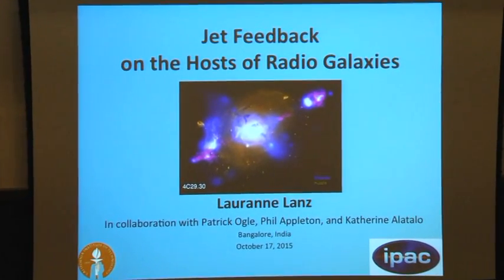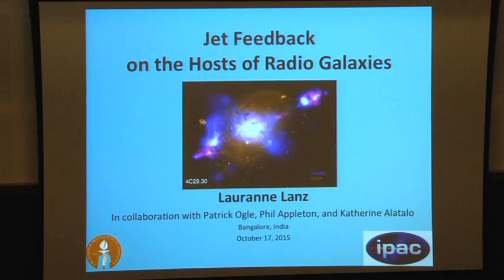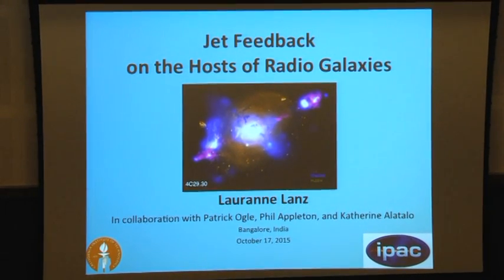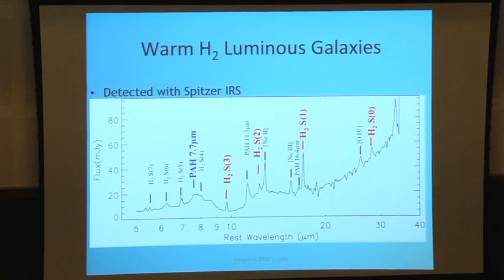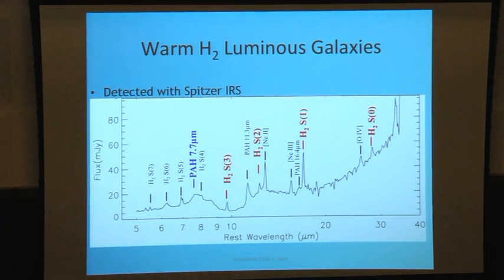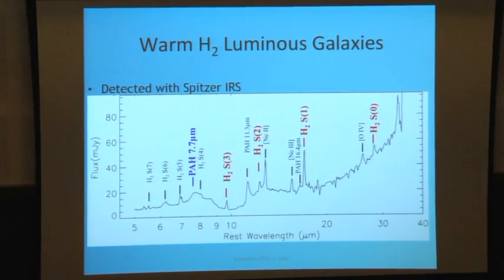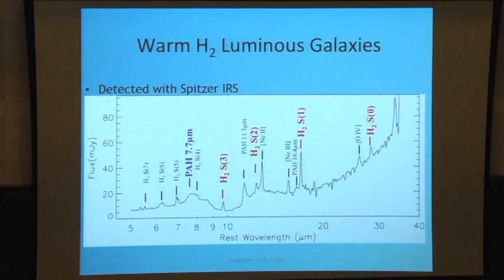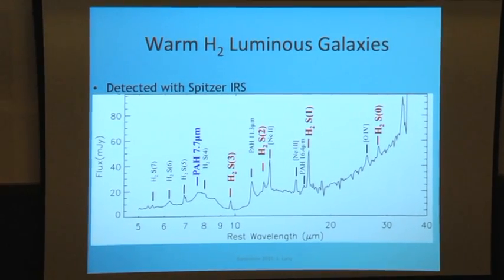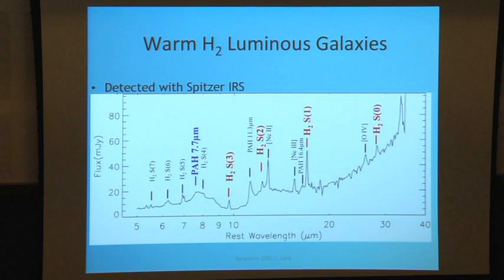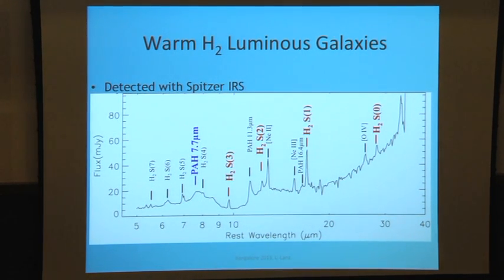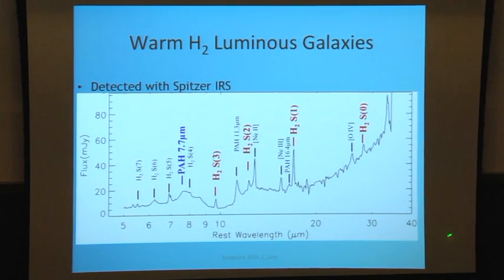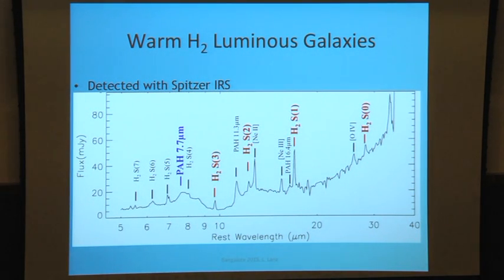The way that we know it is based on the Spitzer IRS spectra of these galaxies, and the fact that they all fall in a class of galaxies called warm molecular hydrogen emission galaxies, or warm H2 luminous galaxies. In the Spitzer IRS bandpass, I'm showing you a spectrum of one of my galaxies. You can have a whole slew of these molecular hydrogen lines. These are 0-0 purely rotational lines. You start with the S0 line at about 28 microns, and for some of these you can go all the way down to the S7 line near 5 microns, the strongest being the S1 line at about 17 microns.